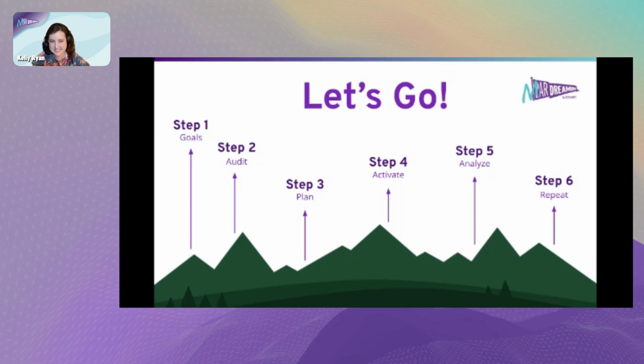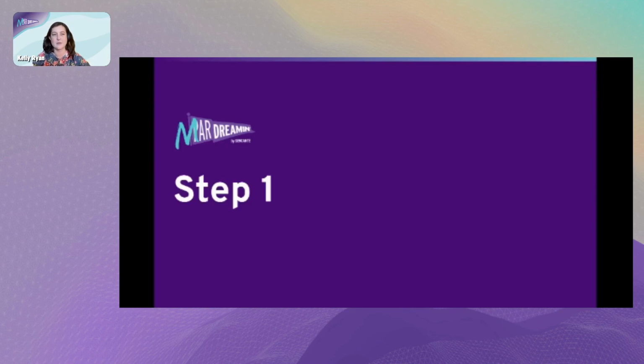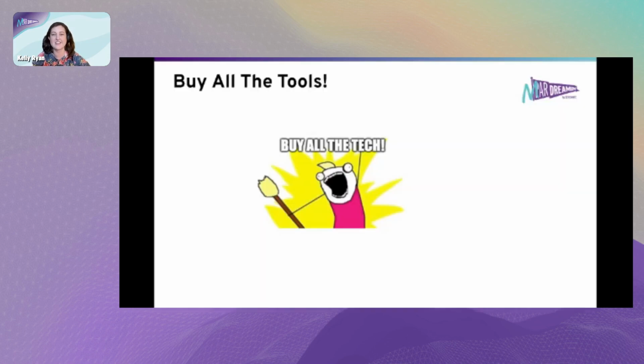I made it in 6 easy steps, so it's easy for you to do, whatever admin level or platform you are. Hopefully you're on some sort of Salesforce platform because that's what this is about at Dreamin', but we shall go from there. Okay, step 1. Are we ready? Buy all the tools. This is what we want to do in our hearts. However, no, please don't do that. This is what we're going to do.